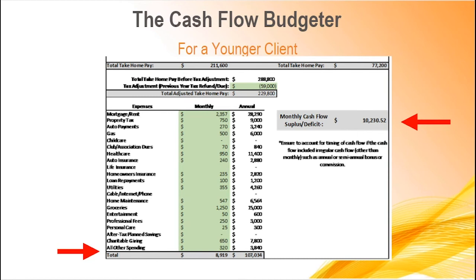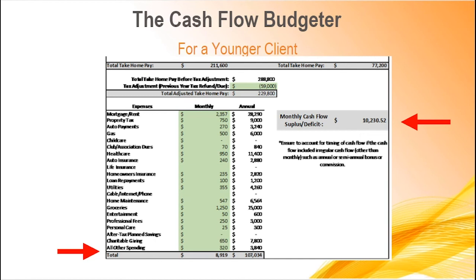So for example, this client has a mortgage payment of $2,357. So that's an annualized mortgage of $28,290. Property tax, auto payments, gas, childcare, clubs, and association dues. There's a number of different categories there. A couple things you'll note is after-tax plan savings. So if they're already saving a certain amount, I could put that in. If they don't know how much they could be saving, I just leave that blank. Charitable giving. And then last but not least is all other spending. So everyone has all the little random things here and there. That's a kind of a catch-all category.